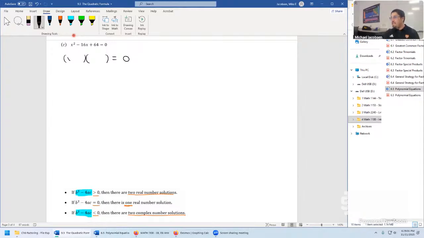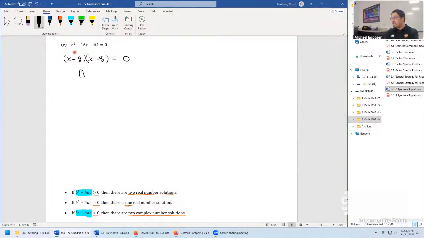x squared can split as x times x. 64 is 8 by 8. We should pick negatives because of this negative sign. So go -8, -8. And if you were to check this, foiling out to get the middle term -16x, x times -8 gives us -8x. Here we get -8x again. Summing those together gives us our -16x. So that's a complete factorization.